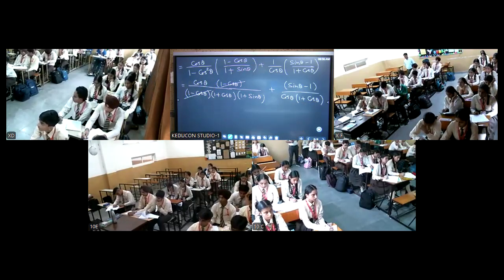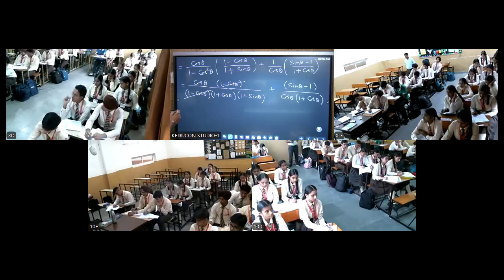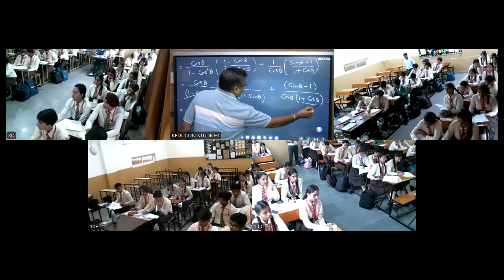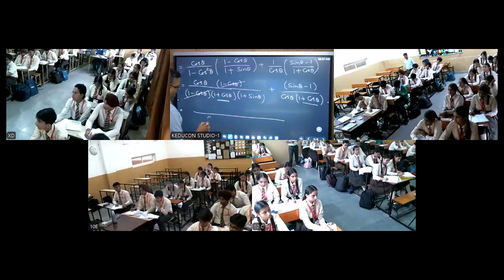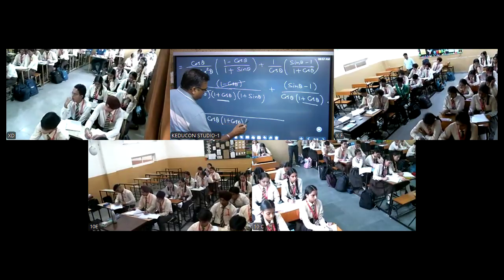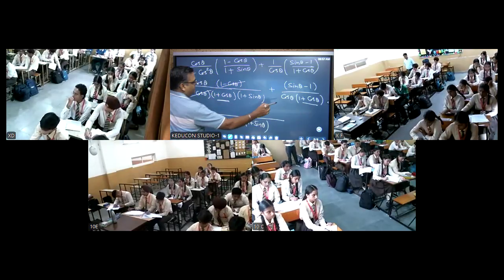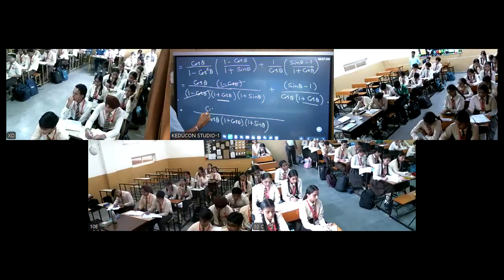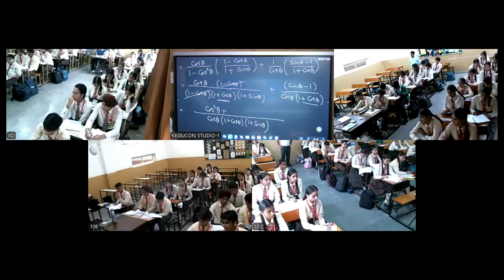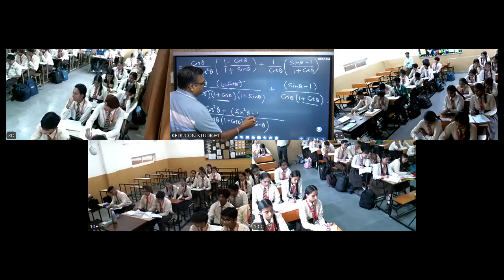Right, students? So now you have to again take the LCM. When you take the LCM, what will the LCM be? This thing is common, this also and this also. These are different things. So what will be the LCM? Cos theta into 1 plus cos theta into 1 plus sin theta. This term will be multiplied by cos theta, so this becomes cos square theta. This term will be multiplied by 1 plus sin theta. So what does it become? Sin square theta minus 1.